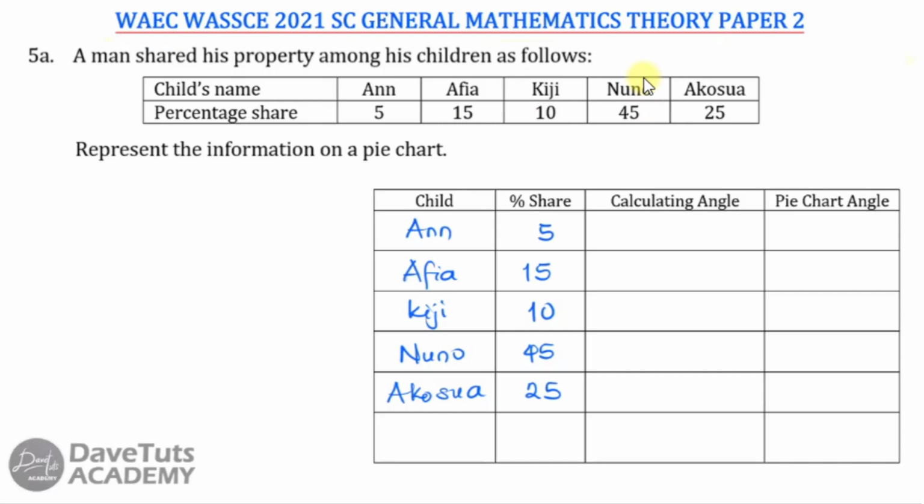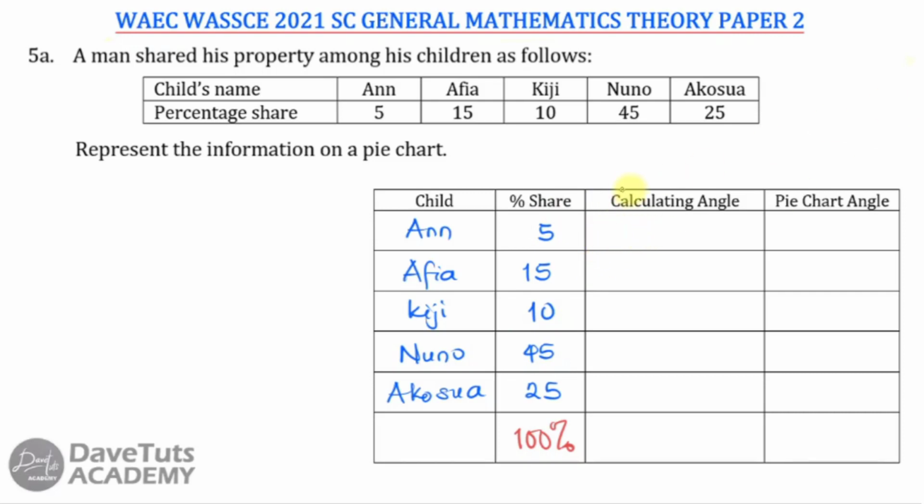So for the percentage share that we're given, that means that we need to look at all of these percentage share and ensure that they add up to 100. Like we say, 5 plus 15 is 20, plus 10, 30, plus 45, that's 75, plus 25, so this is 100%. And for us to get the corresponding angle that will be aligning with each of these percentage share, we need to calculate that angle.